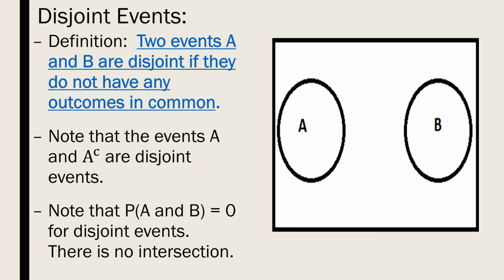Next, disjoint events. Two events A and B are disjoint if they do not have any outcomes in common. Here, A and B do not have any common areas. Note that the events A and AC are disjoint events. If A and B are disjoint, the probability that A and B happen at the same time is 0, because there is no intersection.